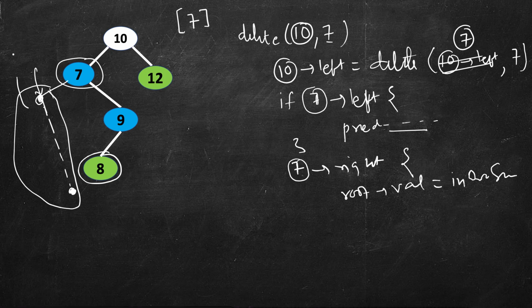So it will be the in order predecessor. Similarly here, we go right to enter the right subtree, and anything to the right of this will be larger than this.